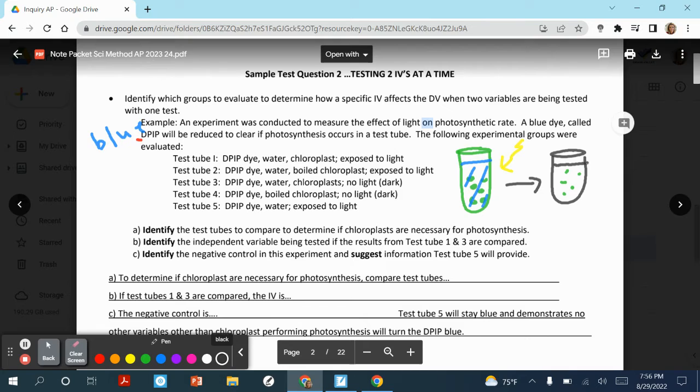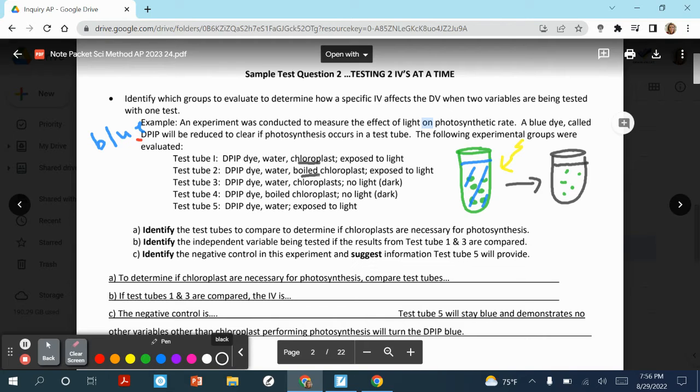Okay, so if you set up these test tubes, let's take a look at 1 and 2. Notice that they've done something different. In test tube 1, they're using just normal chloroplast. And in test tube 2, they've taken those chloroplasts and they've boiled them. So they exposed them to high temperatures. So they've changed one thing between those two test tubes. So if I just look at the results between test tube 1 and 2, I have an experiment. They want to see how boiling the chloroplast affects the rate of photosynthesis. So I have an IV and I have a DV, okay?